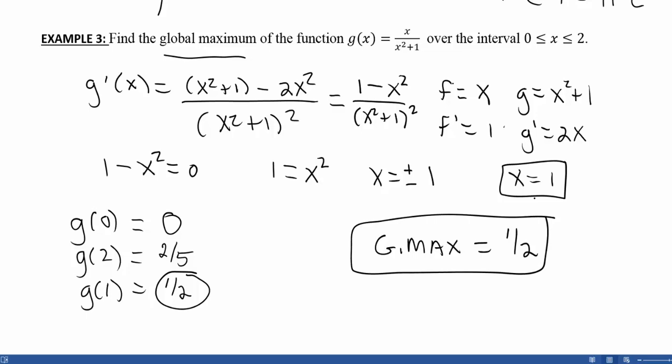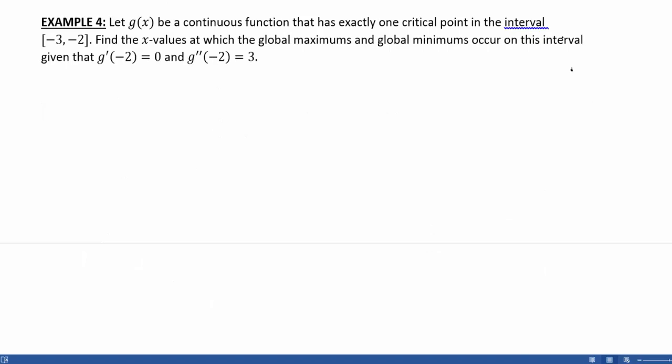Let's look at another example. Example 4. Let g of x be a continuous function that has exactly one critical point and is in the interval -3 to -2. Find the x values at which the global maximum and global minimum occur on this interval, given that the derivative of g at -2 equals 0 and the second derivative of g at -2 equals 3. So here, we have to use the given information to figure out what we know about this function and use that information to determine how we can figure out the global maximum and the global minimum.